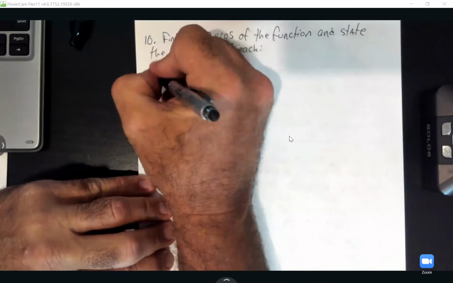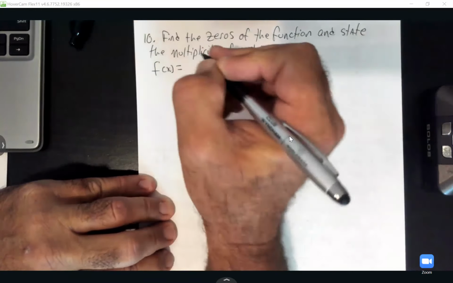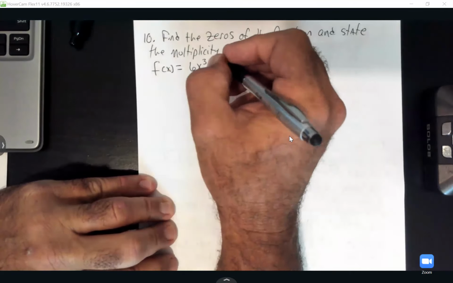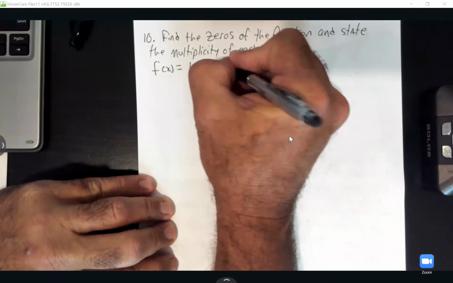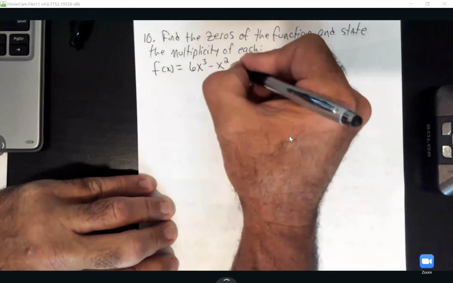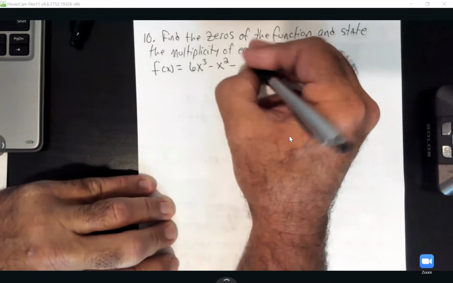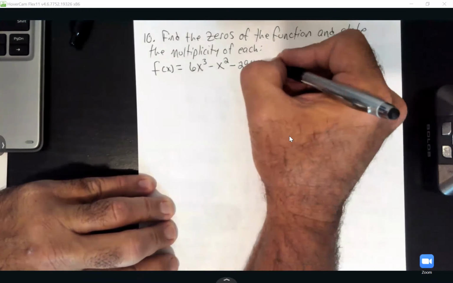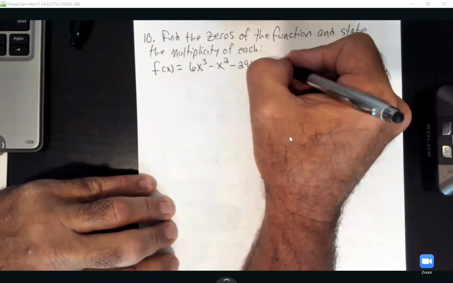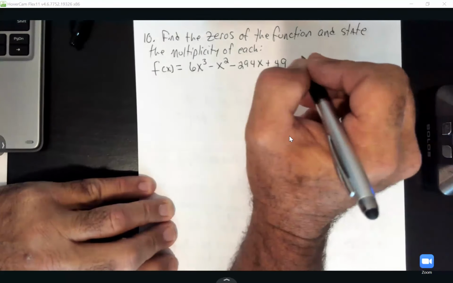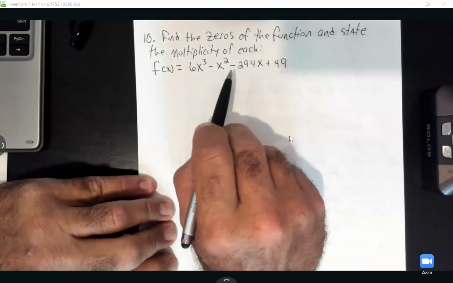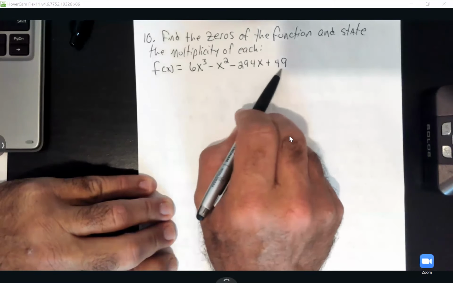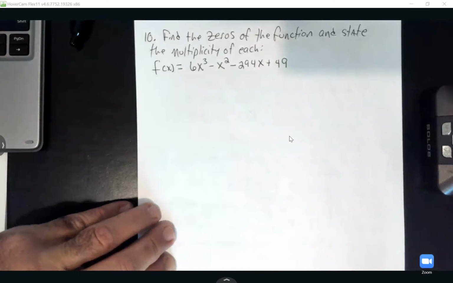All right, y'all, so this time they're giving us f of x equals 6x to the 3rd minus x squared minus 294x plus 49. So let me make sure I got all my numbers right. 6, negative 1, negative 294, and 49. Woo, so they gave me a big one here.